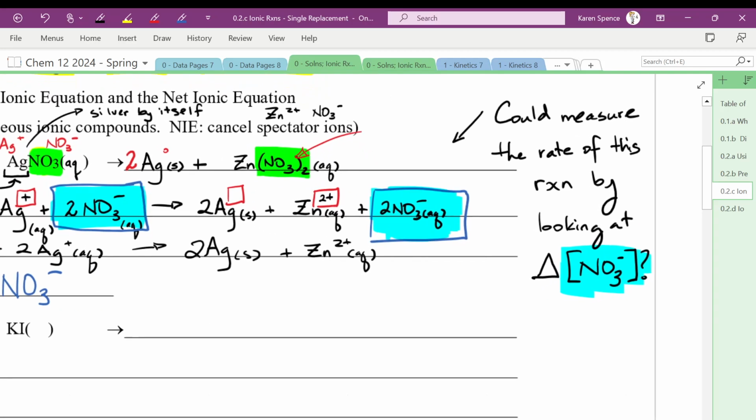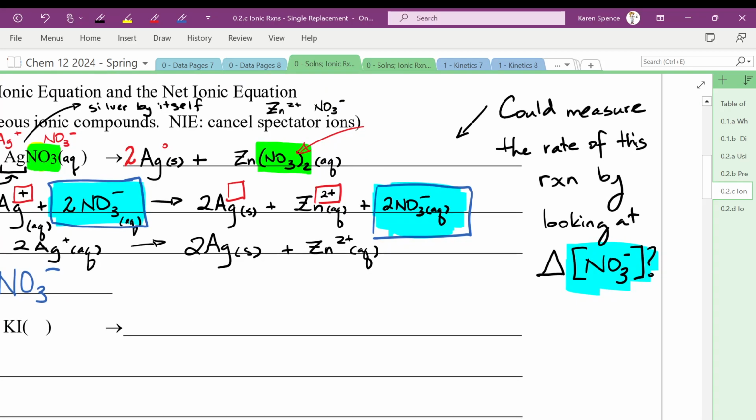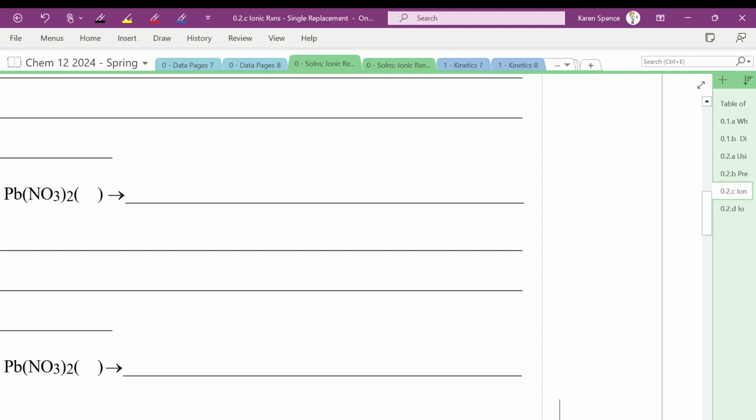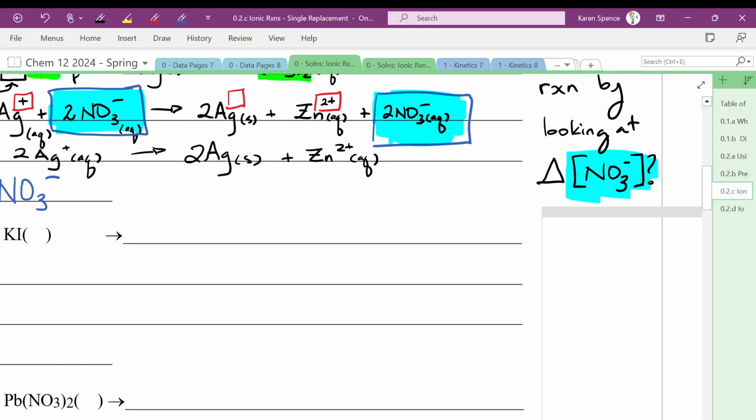Has the nitrate actually changed at all? Have we used it up? Have we produced it? Has it just sat around and done nothing? Yeah, so you cannot. Spectator ions can never be used to measure the rate of reaction, which is why we're bothering with all this ionic reaction stuff right now, okay? Because that's how it fits into our reaction rates unit, okay?